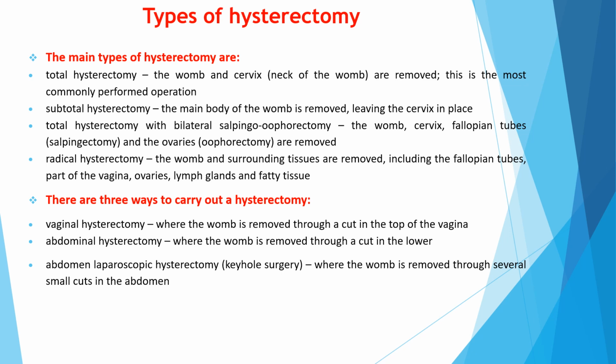There are three ways to carry out a hysterectomy. Vaginal hysterectomy, where the womb is removed through a cut at the top of the vagina. Abdominal hysterectomy, where the womb is removed through a cut in the lower abdomen. And laparoscopic hysterectomy, the keyhole surgery, where the womb is removed through a small cut in the abdomen. So the three ways are vaginal, abdominal, and laparoscopic hysterectomy.